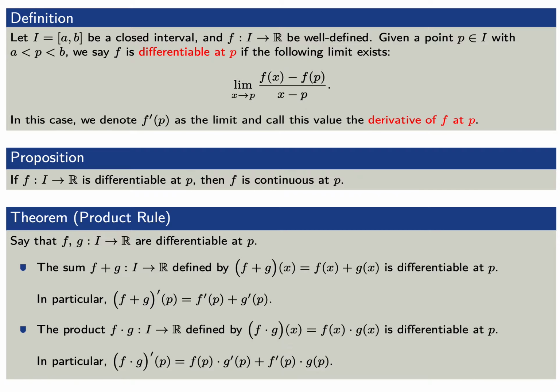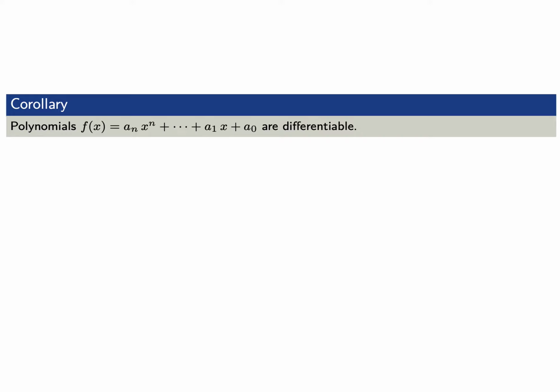We also found a few formulas if we're given two differentiable functions f and g. First, their sum is differentiable, where the derivative of f plus g is f prime plus g prime. Similarly, their product is differentiable. That is, the derivative of f times g is equal to f times g prime plus f prime times g. Using this, we can see by induction that polynomials are all differentiable.